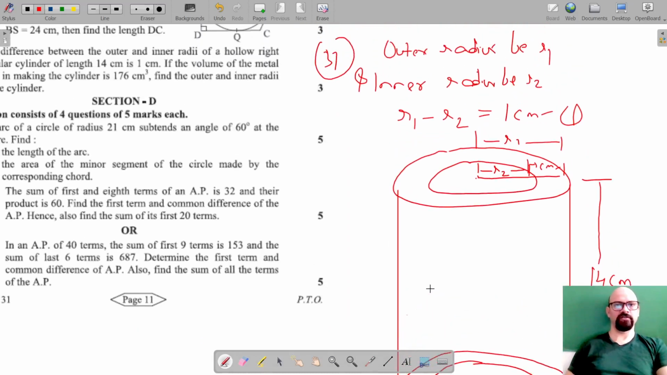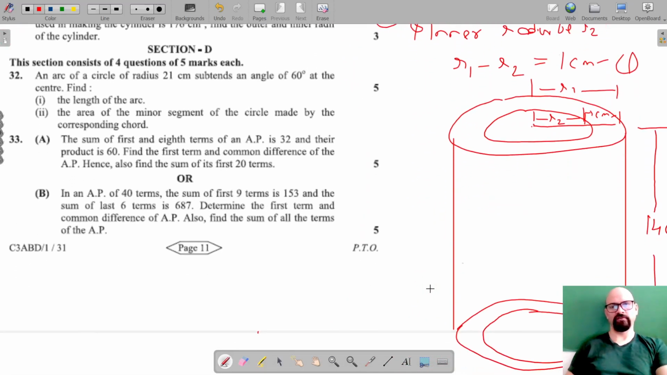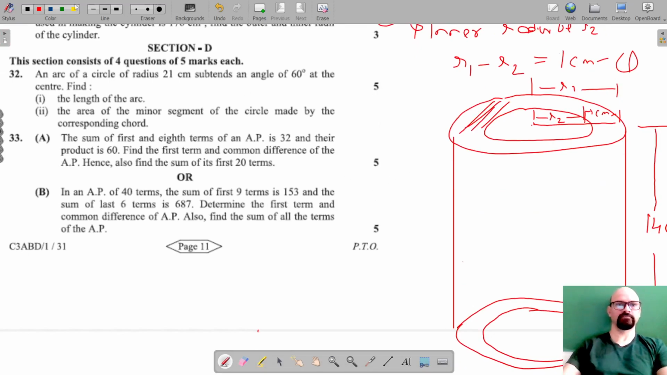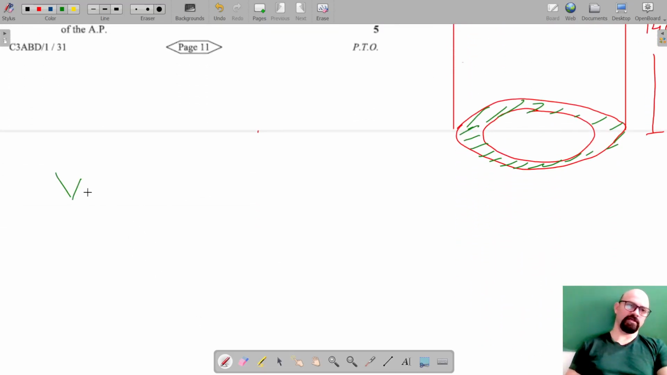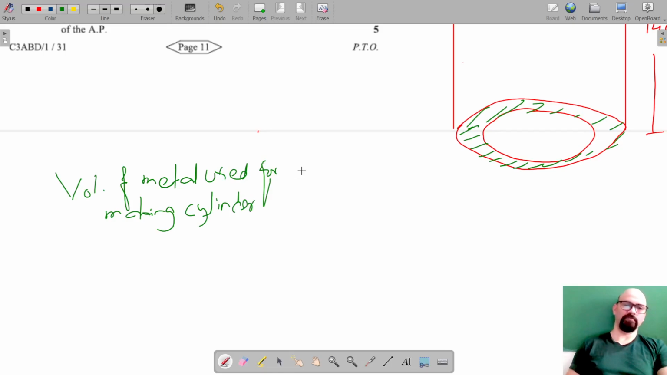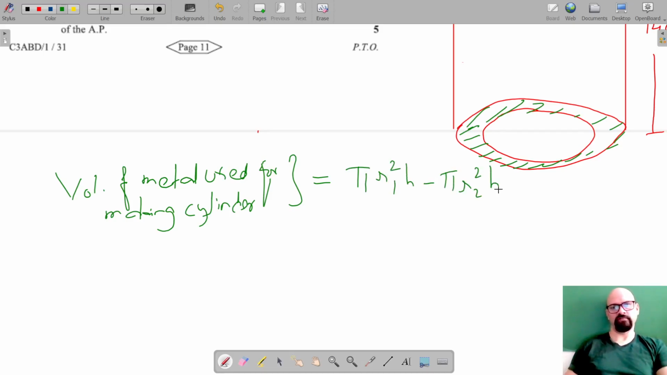It's given that the volume of the metal used in making the cylinder is given. How do we find the volume of the metal used in making the cylinder? We will subtract the volumes of these two cylinders with the outer and the inner radii. So volume of metal used for making the cylinder is equal to the volume of the outer cylinder, which is pi r1 square h, minus the volume of the inner cylinder, which is pi r2 square h.